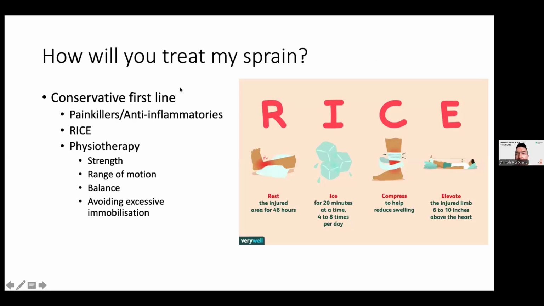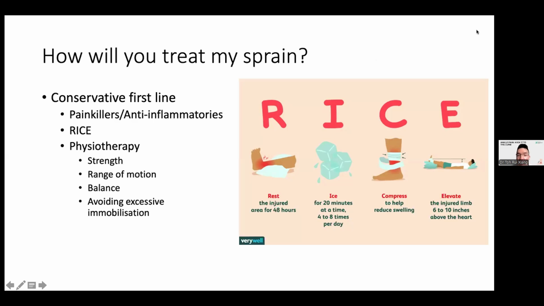So how do we treat your sprain when you come and see us? If it's a first sprain and it's mild, we often manage you conservatively, and this means without any surgery. We give you some painkillers, including anti-inflammatories, which help with the swelling and pain. And we follow the standard RICE therapy, which some of you may have heard of before.